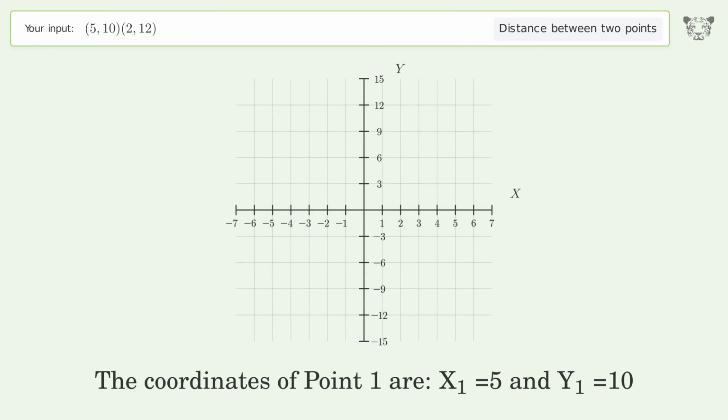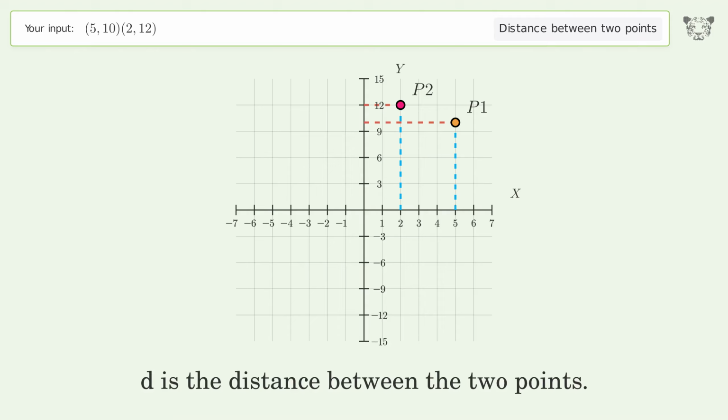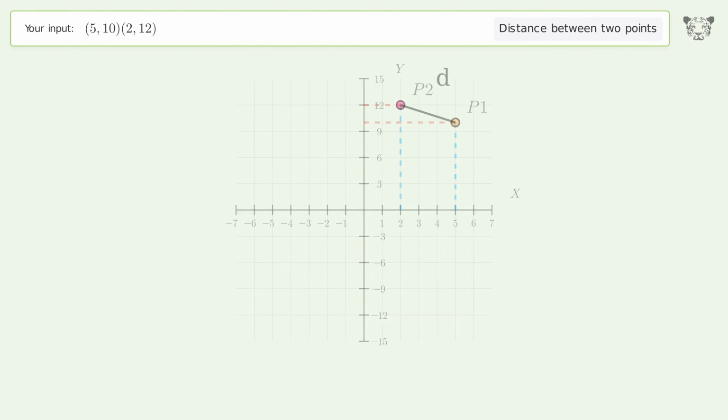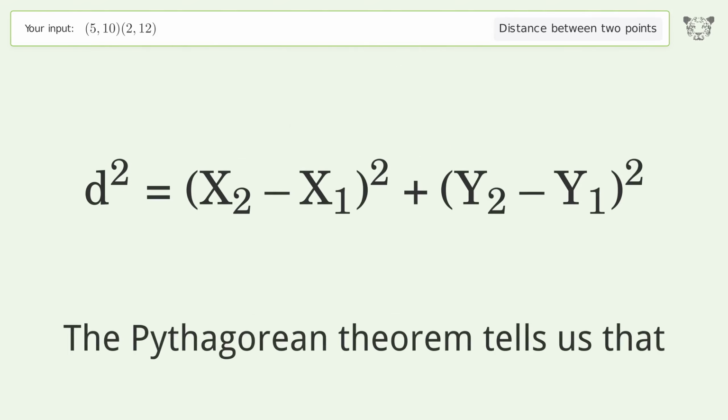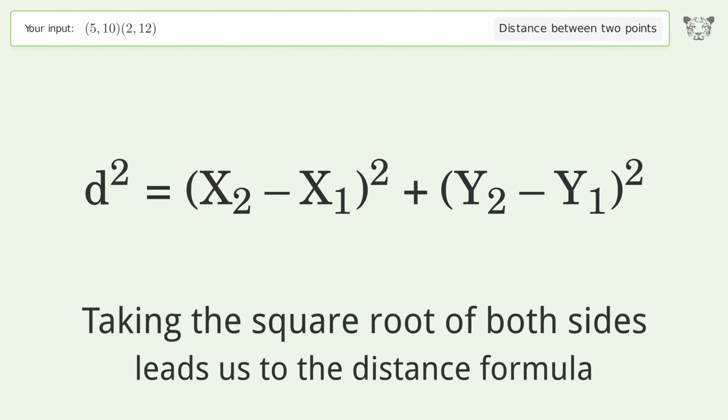The coordinates of point 1 are, x1 equals 5 and y1 equals 10. The coordinates of point 2 are, x2 equals 2 and y2 equals 12. D is the distance between the 2 points. The Pythagorean theorem tells us that taking the square root of both sides leads us to the distance formula.